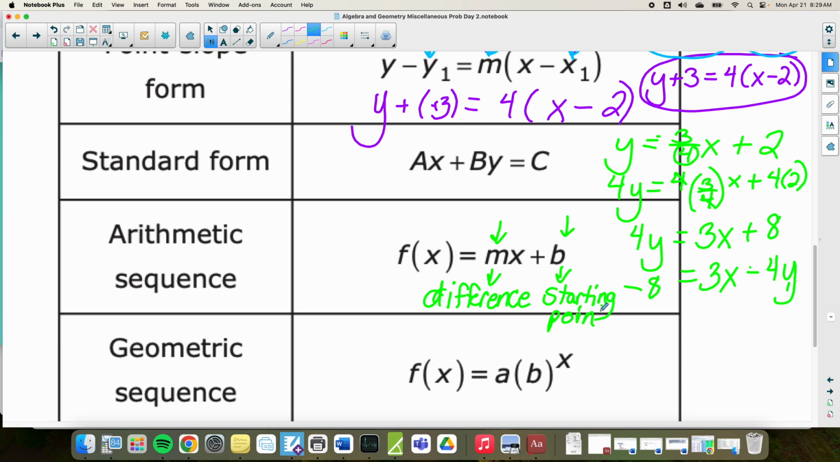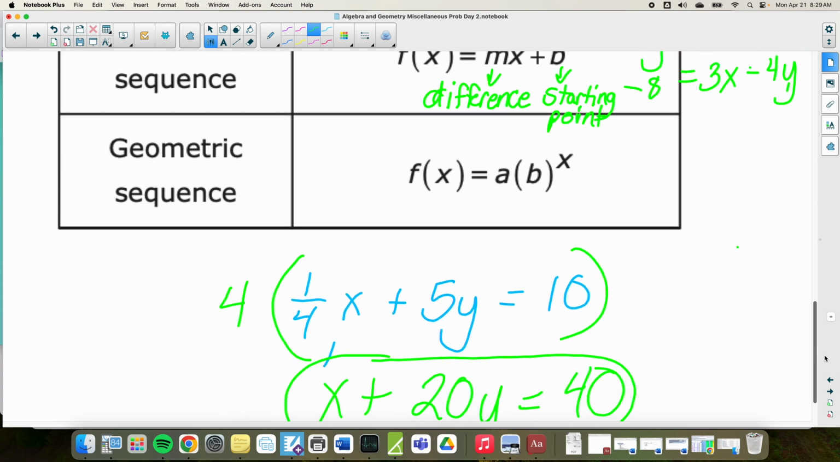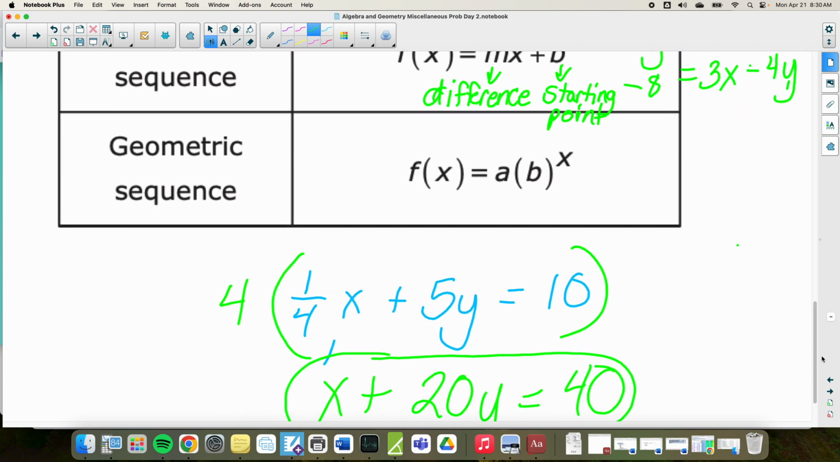And then in a geometric sequence, one of these is the starting point, and one of them is what you multiply by each time. Do you remember what A is? A is the starting point. Okay? So that's where you start. And then B is, they call it the common ratio. What you're multiplying by each time, which could be a half. That still would be a common ratio.